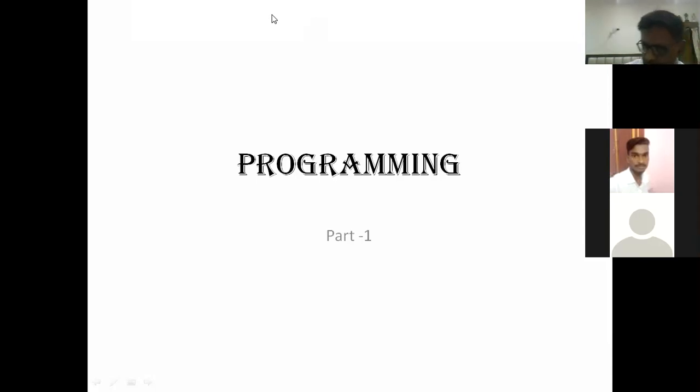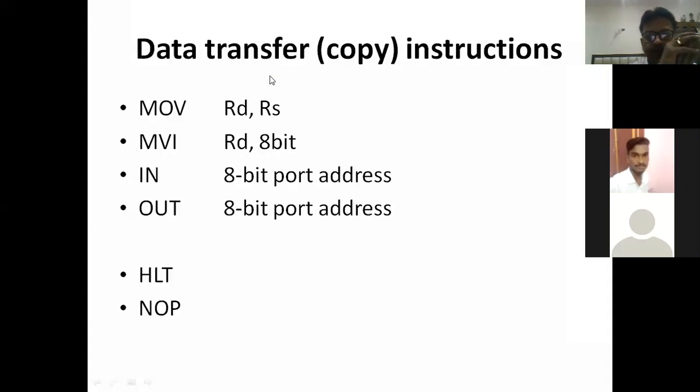So today I'm going to discuss the programming part of 8085. There are a lot of programs which can be made to solve different kinds of problems, of course, using assembly language programming, which is meant for 8085. To start with the programming, first of all, I'm going to discuss the data transfer instructions and then their applications.